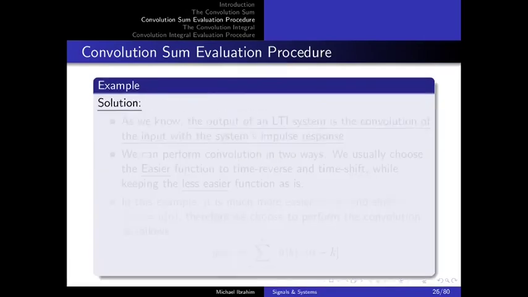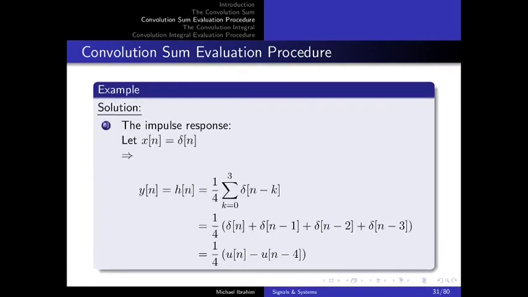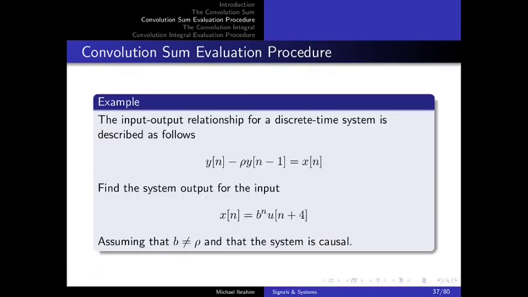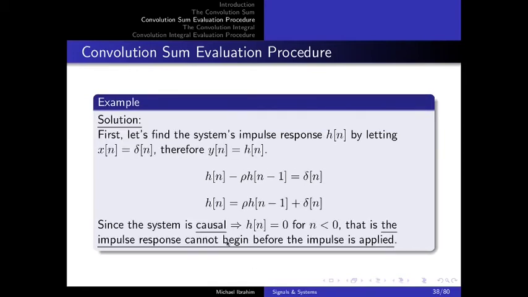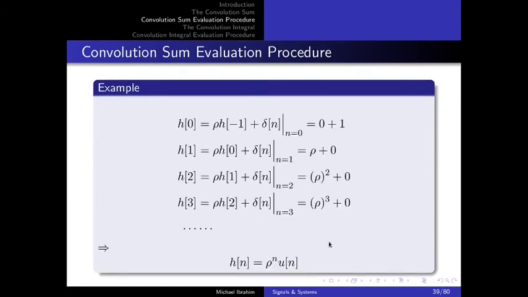Moving back to our slides, let's take a look at the example one more time. We were given the relation between y and x, and first we found the impulse response, and then we found the output for this input. The first step is that since the system is causal, h of n will be 0 for n less than 0, that is, the impulse response cannot begin before the input, which is the impulse applied. And then we find the impulse response to be rho to the power n u of n.